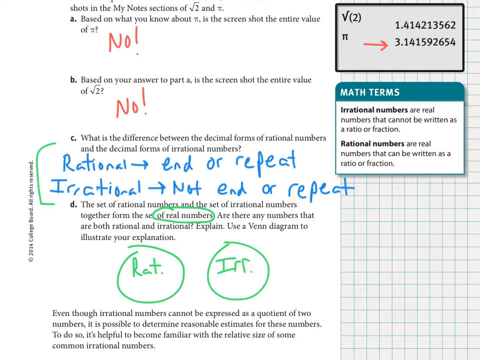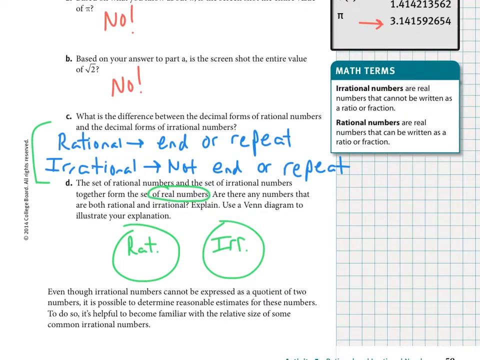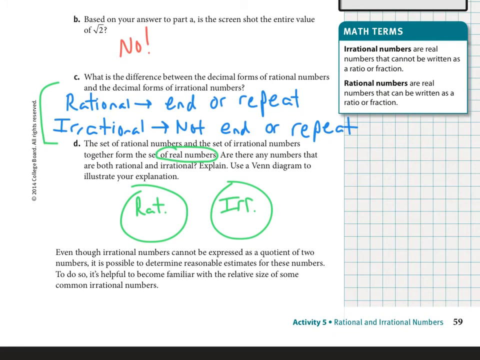Have you guys seen Venn diagrams where sometimes things may overlap? In this case, they don't. They're totally separate groups. There's no number that falls into both categories. And then down at the bottom here, even though irrational numbers cannot be expressed as a quotient of two numbers, like a fraction, it is still possible to determine reasonable estimates. So let's talk about how we get an idea of the size of some of these irrational numbers.